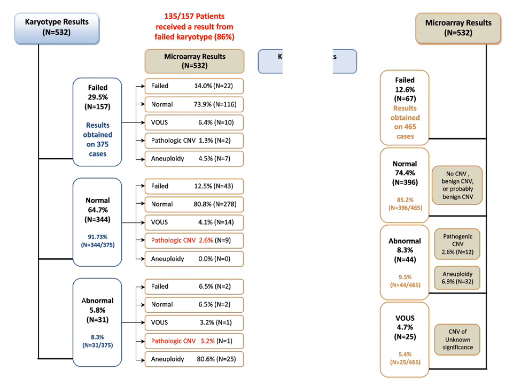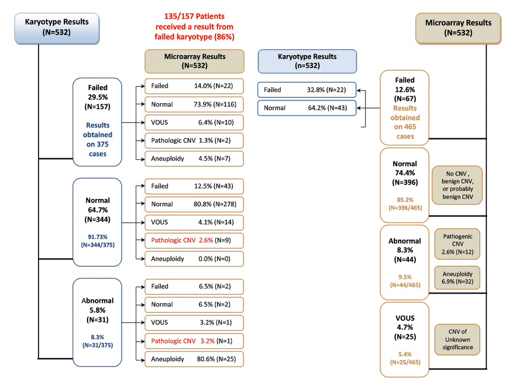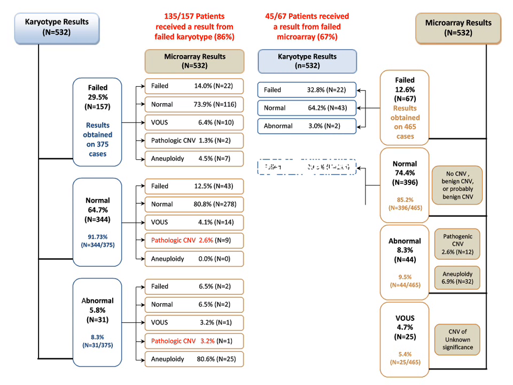If we look at the same type of analysis of the karyotype results from those that had microarray results, we were able to rescue some of the cases that had microarray failures. Here we're talking about 45 out of the 67 patients. So only 67% could be rescued compared to the 86% that were rescued from microarray from the failed karyotypes.